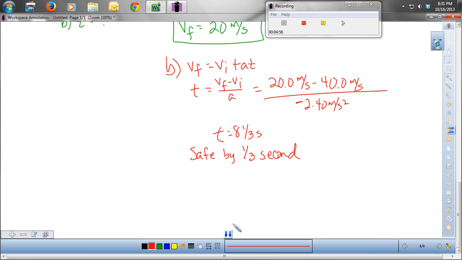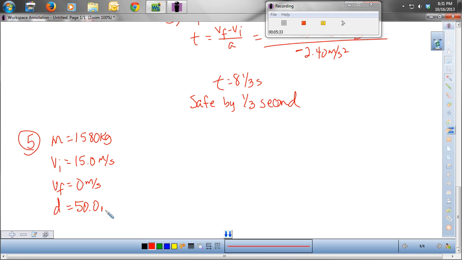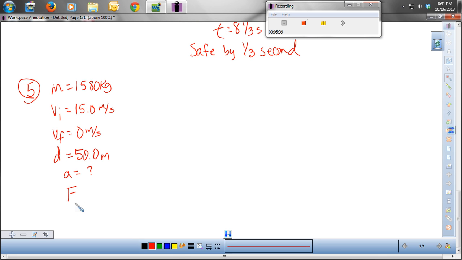The next one is a 1,580 kilogram car, so I think I'm on number 5. The mass is 1,580 kilograms. Is traveling with a speed of 15 meters per second, so I'm going to make that be my initial. What is the magnitude of the net force that is going to bring the car to a stop in 50 meters? So VF is going to go to 0. And I have 50 meters to accomplish this. So I need the acceleration. And then once I have the acceleration, I can get the net force.